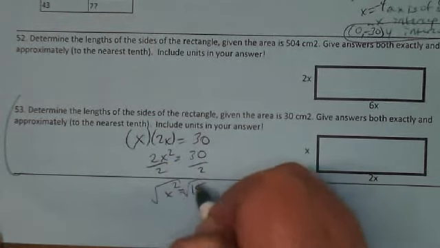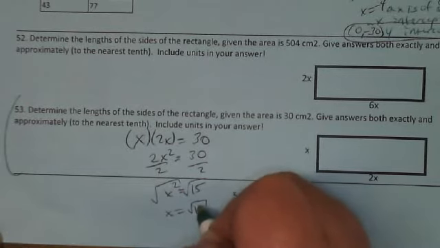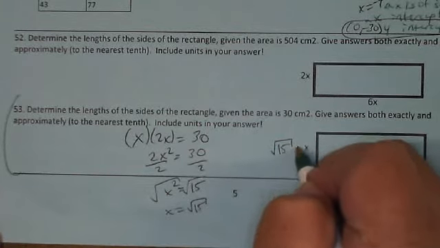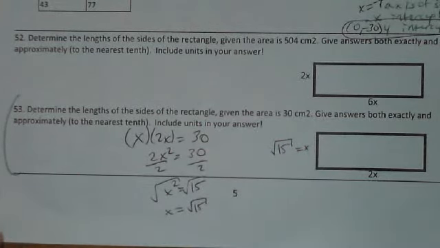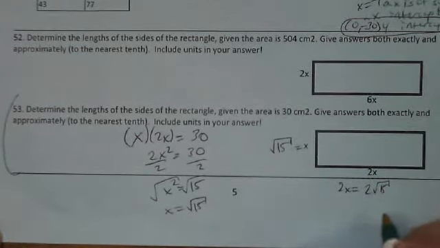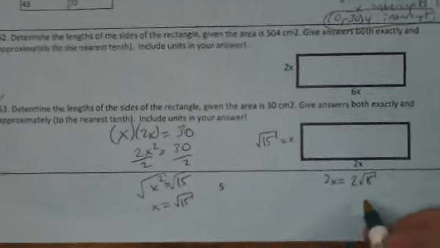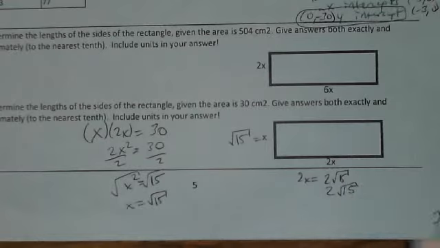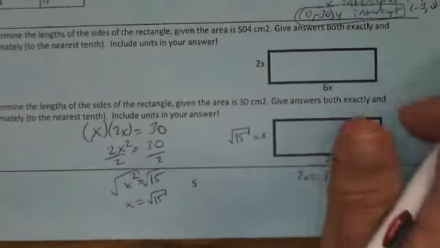So if we take the roots, x is equal to the square root of 15, which means this side right here is the square root of 15. Well, if this side is the square root of 15, this side is 2 times that. So this side, 2x, is equal to 2 square root of 15. And those are your two sides. Let me rewrite that one. 2 square root of 15. All right, let's go to the back.